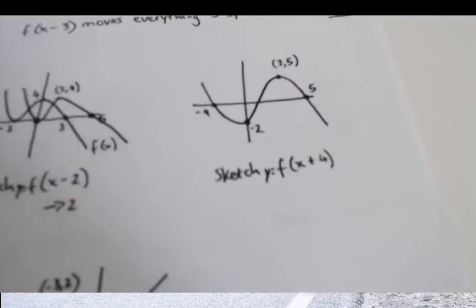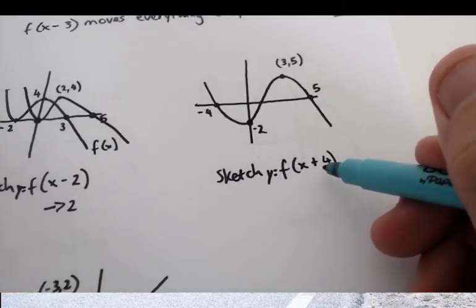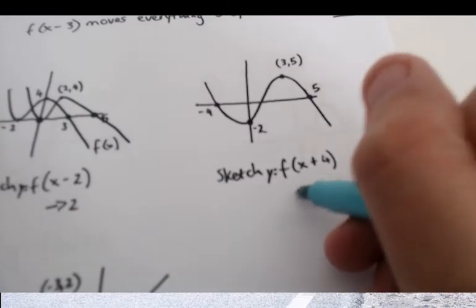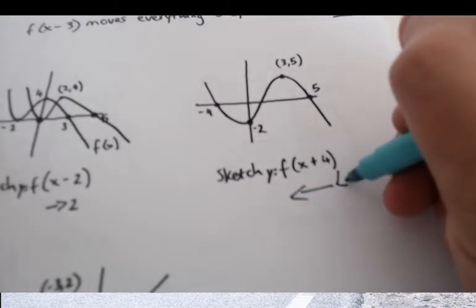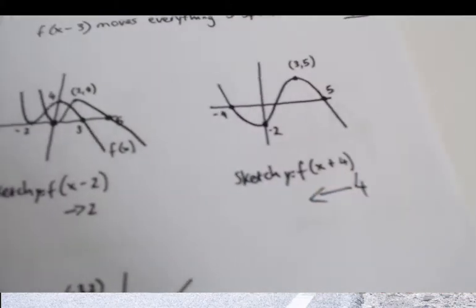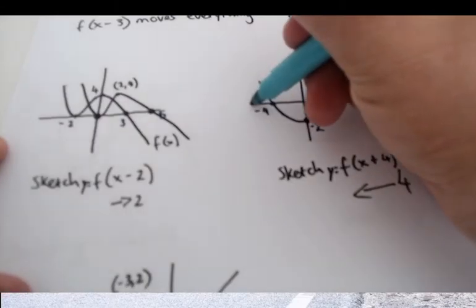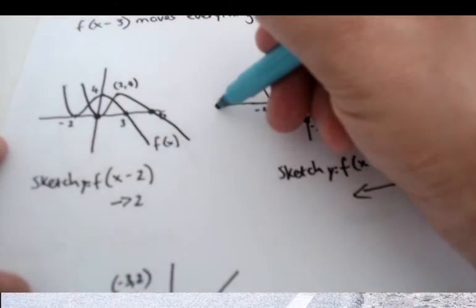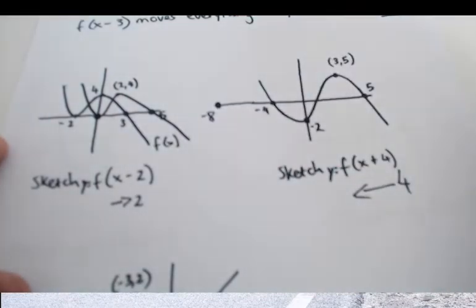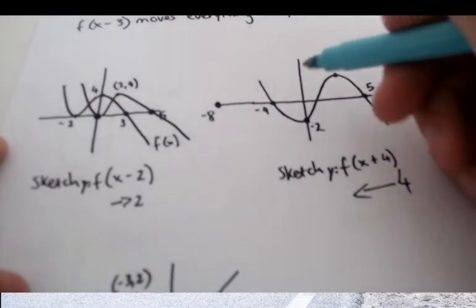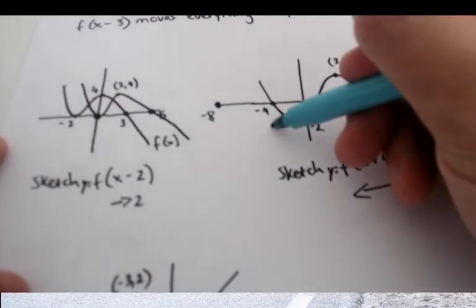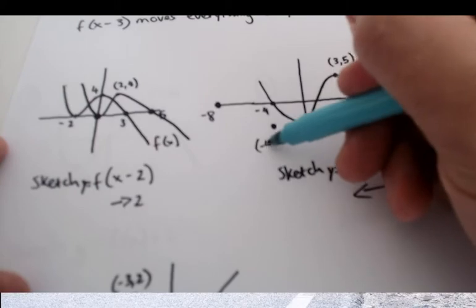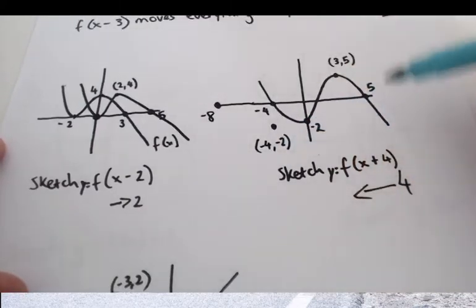Right, this one, f of x add 4, everything's going left 4 spaces. To do that I better extend this line. Okay, so -4, 4 spaces to the left, it'll take me to -8. This point here, which was -2, if I go 4 spaces to the left, it'll take me to -4, -2.